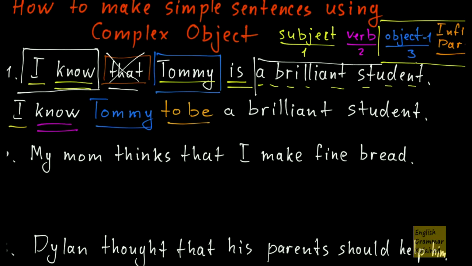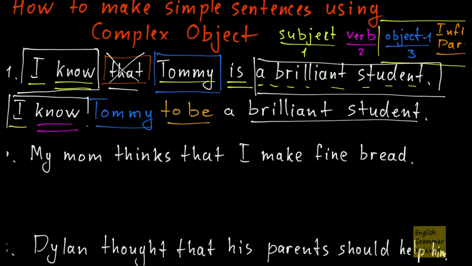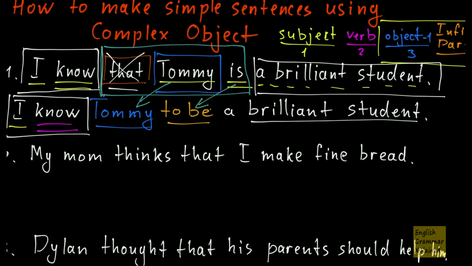So, this part remained intact. This part remained intact as well. The only thing that changes is this part. We throw away our that, and we are left with Tommy as the first object, and is, which turns into to be, the second object, and this is all.